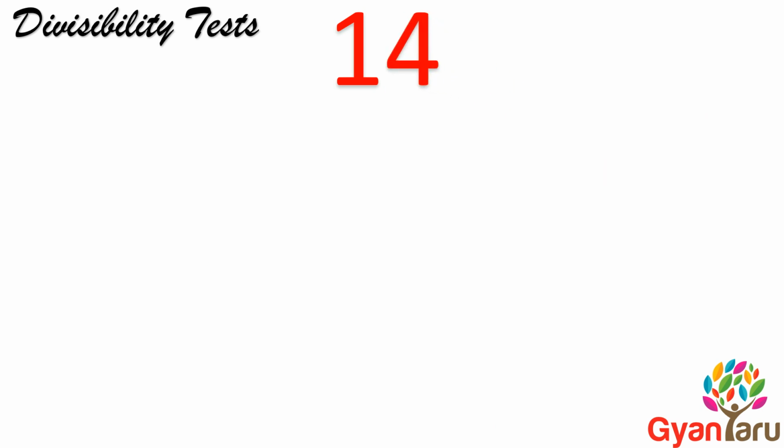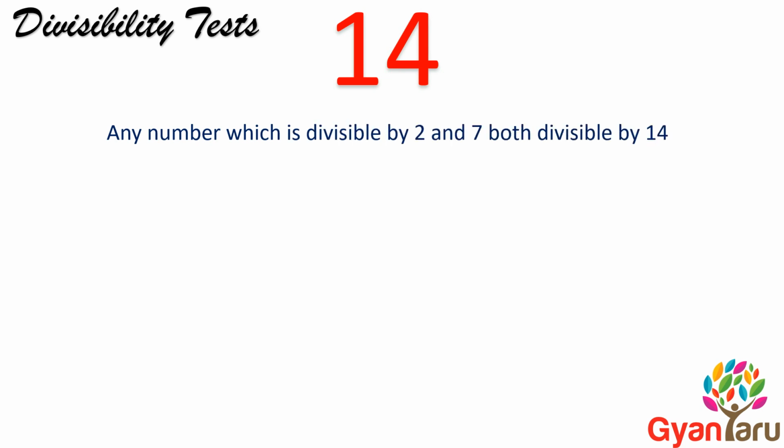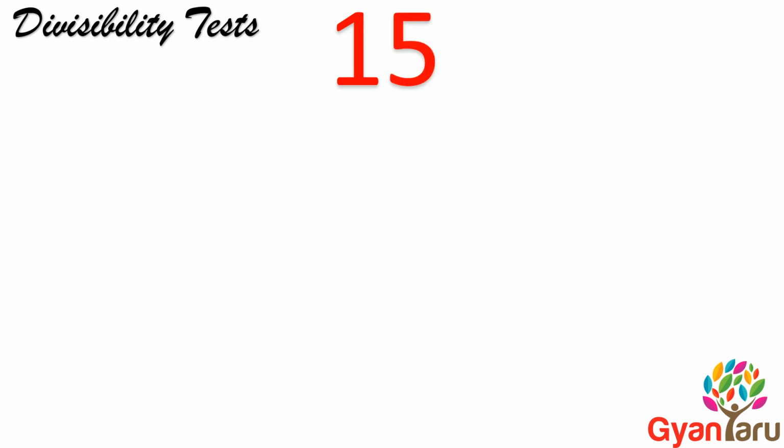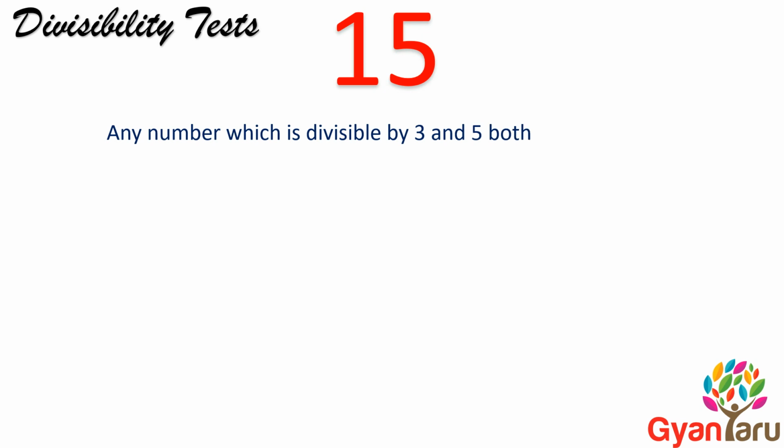Divisibility test of 14. Any number which is divisible by 2 and 7 both is divisible by 14. Divisibility test of 15. Any number which is divisible by 3 and 5 both is divisible by 15.